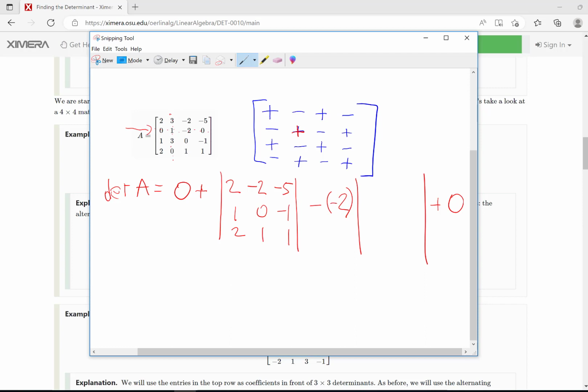Well, here, let me get a different colored pen. Let me get black. And when I'm looking at the -2, if I cross out that row and column, I guess what I'm left with is 2, 3, -5. And I'll skip row 2. And I have 1, 3, and -1. And I have 2, 0, and +1, right? So those are the submatrices that I have.